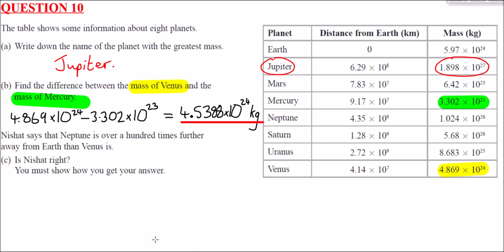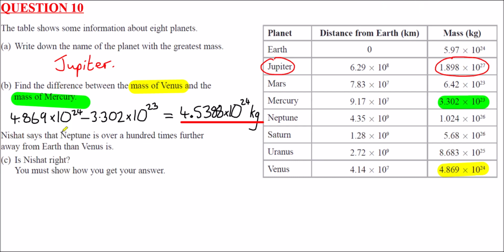Next and finally for question 10, it says here that Nishat reckons Neptune is over 100 times further away from Earth than Venus is. Is she correct? Well, work out how you get your answer. So what we need to do here is to find out how many times greater one value is than another, we can simply do one value divided by another. So for example, 10 is 5 times bigger than 2, isn't it? 10 divided by 2 is 5. So that's how you find out how many times bigger something is than another. Do the big value divided by the smaller one.